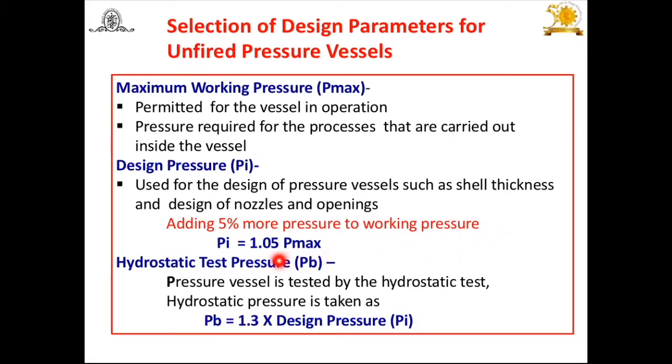And another term, hydrostatic test pressure, that is Ph. Hydrostatic means the pressure vessel is tested after manufacturing by the hydrostatic test, and this hydrostatic pressure is taken as 1.3 times the design pressure, that is 30% more. So Ph is equal to 1.3 into design pressure. Now by using design pressure, which is 5% more than the working pressure, we can find out the dimensions of shell thickness, and we use the hydrostatic pressure just to check the pressure vessel, and maximum working pressure means the pressure required to carry out the process inside the vessel.